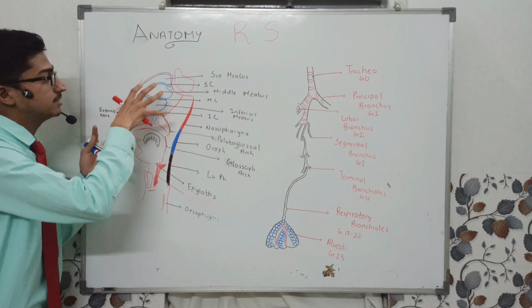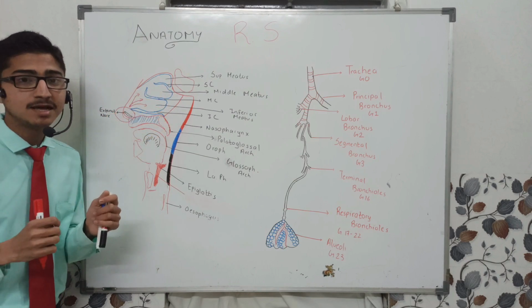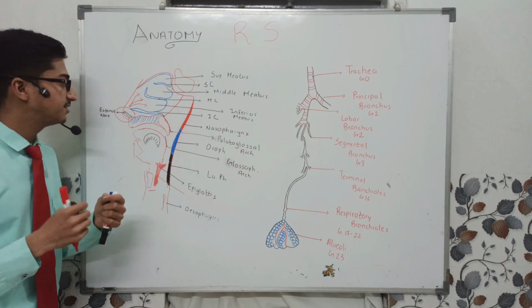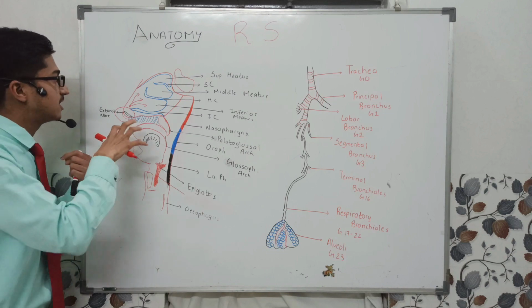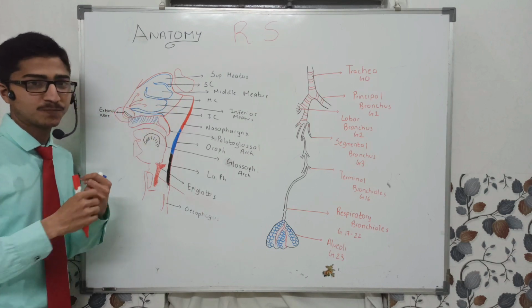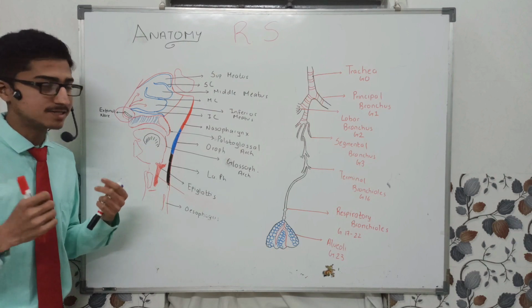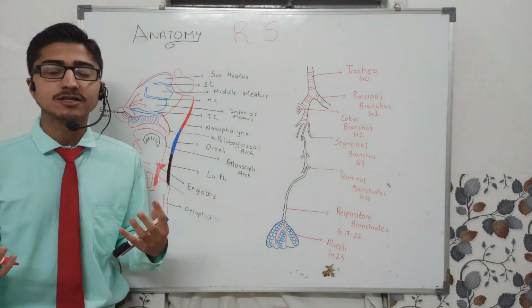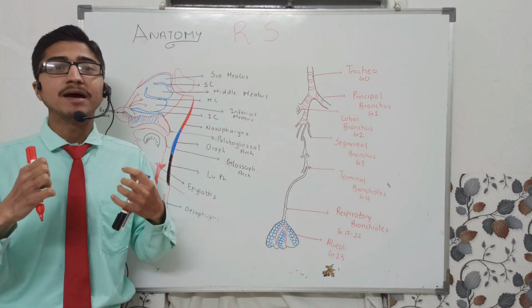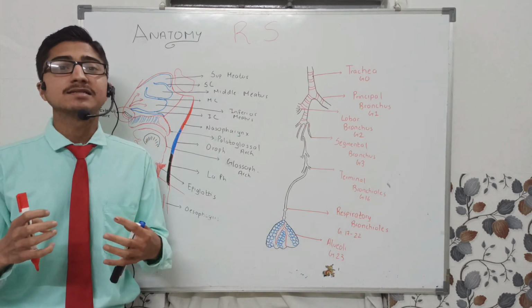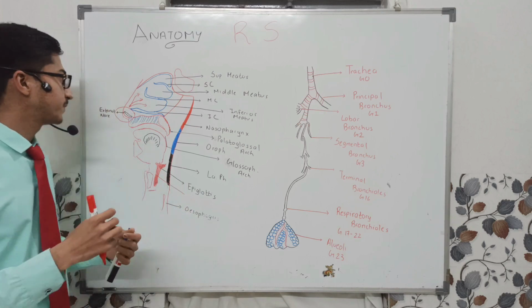Before going to study these three important structures, I want to underline one important thing, that is the nasal hairs which are present in this cavity. They are known as vibrissae. The main function of these nasal hairs is to trap the microorganisms as well as the foreign bodies.